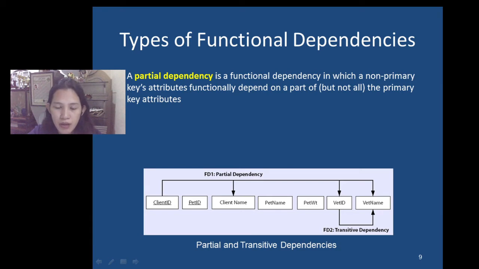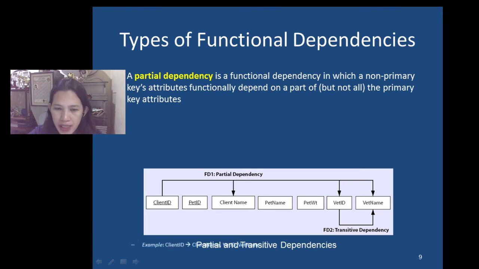That is because the client ID is just one of the primary keys. Again, the primary keys are the client ID and the pet ID. So only one of the two is the determinant. So this is called the partial dependency.